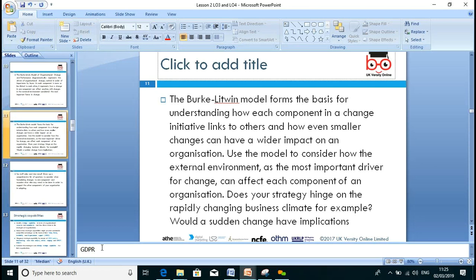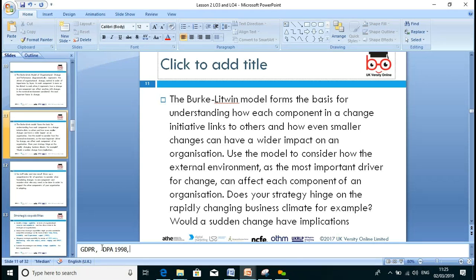Anybody heard about GDPR? Those in the UK especially, it's called General Data Protection Regulation. We used to be DPA, the Data Protection Act 1998, because we need to keep the client's confidential information. We're not supposed to share it because this is an external legislation change.